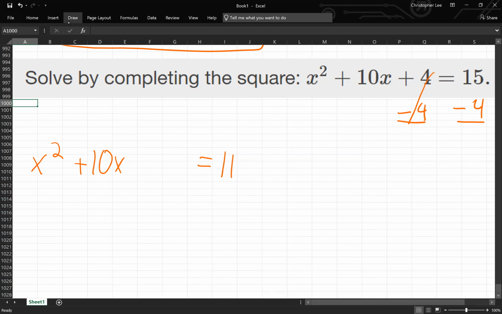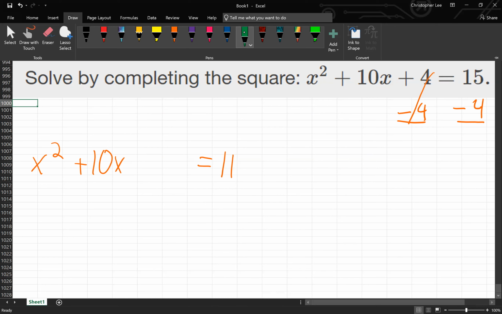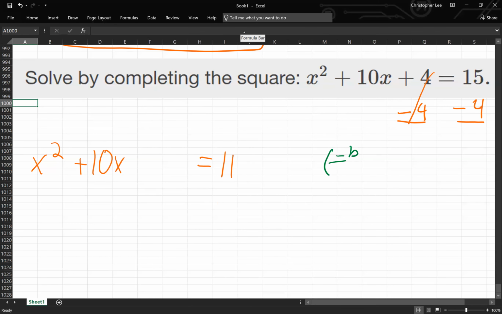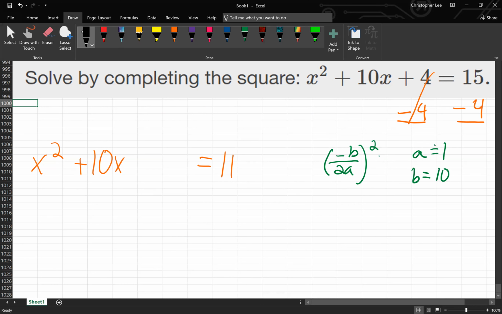Now, go straight to the formula. We get b over 2, all squared. And a, in this case, is what? a is 1, and b is 10. Very good. Plug those in. What do I have? Hold on, let me just get this.